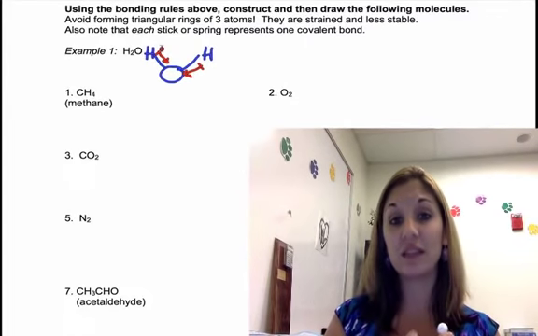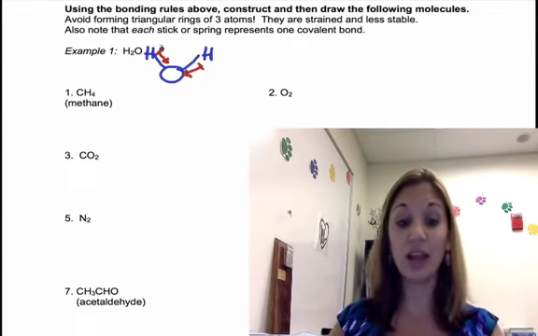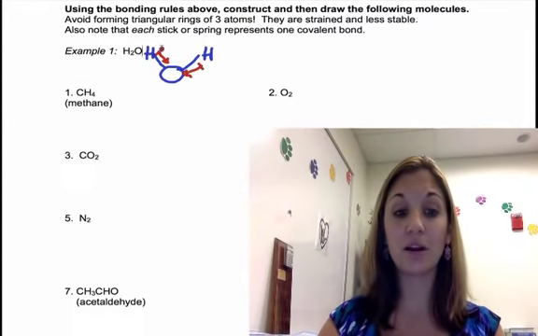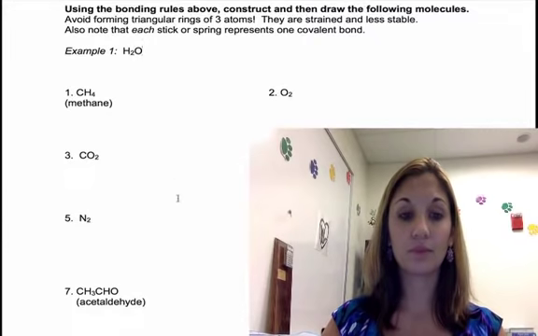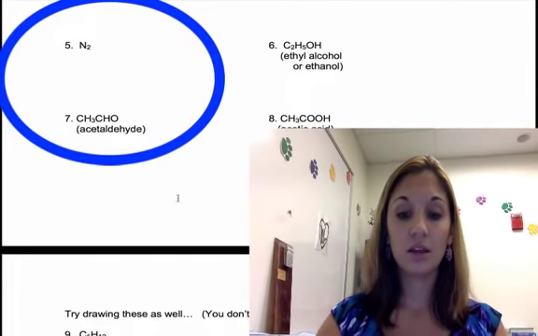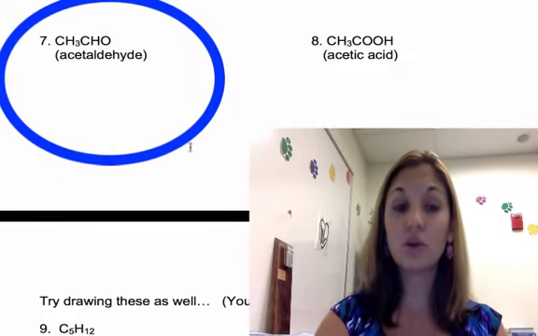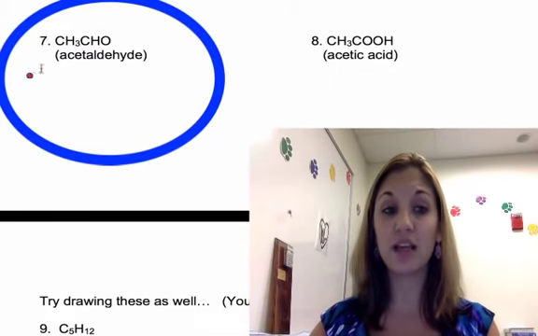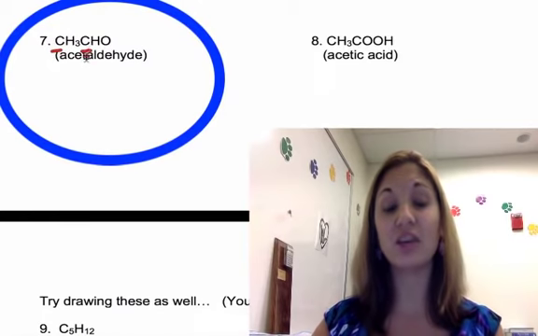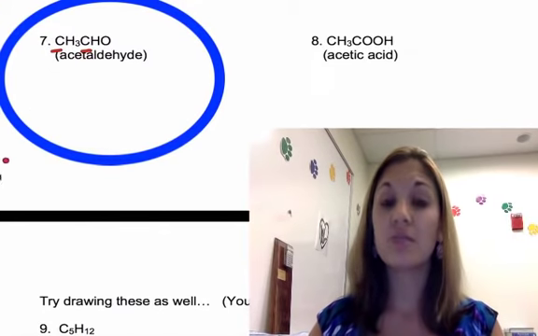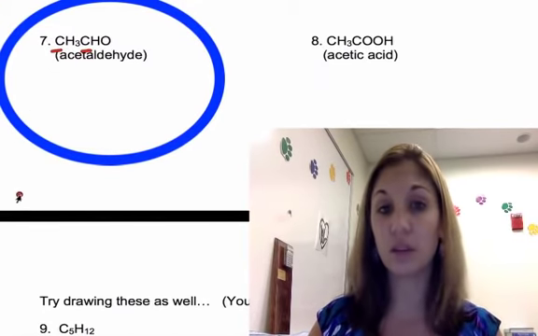One last piece of advice. Let's take a look at the bottom at number 7. You'll notice that number 7 is written in a particular way. The two carbons aren't lumped together. Rather, they are separate here and here. That is an intentional thing.